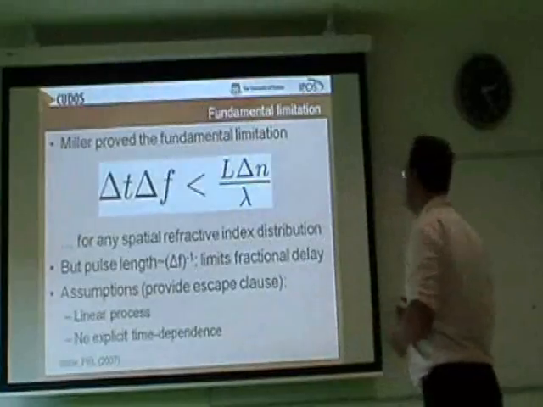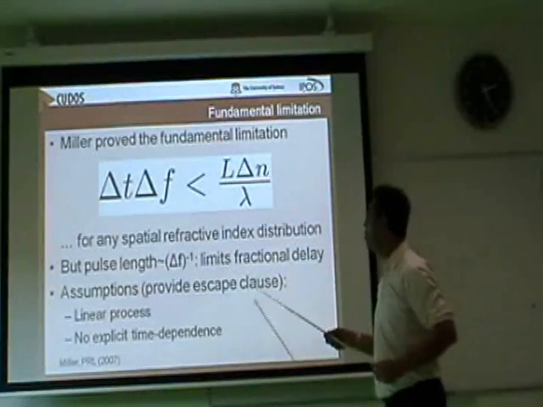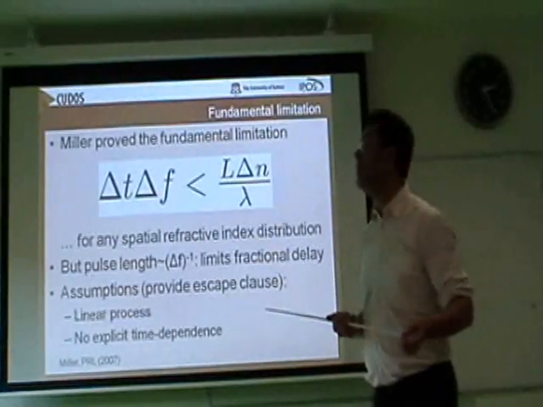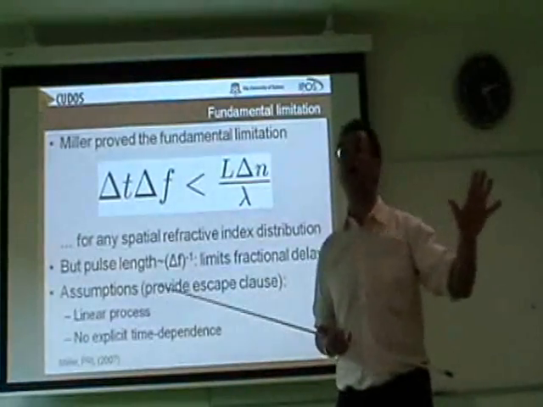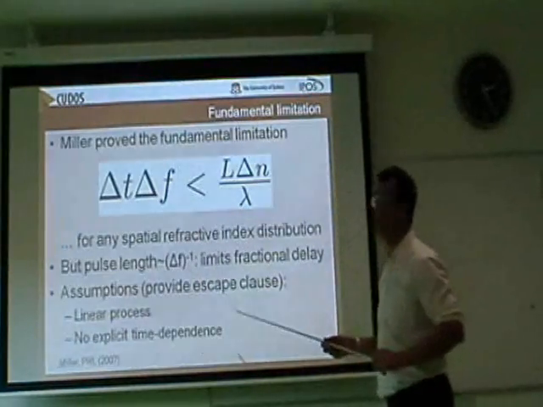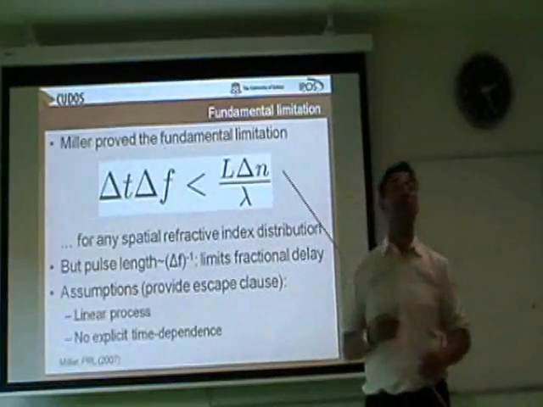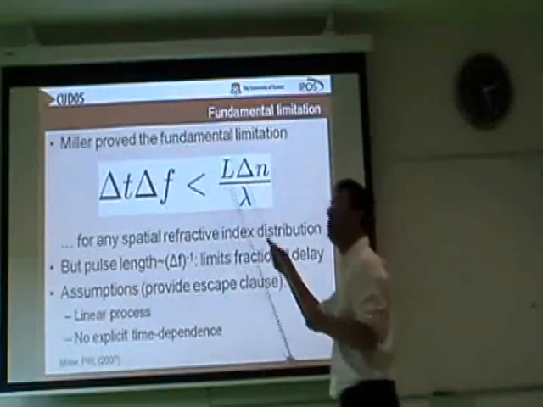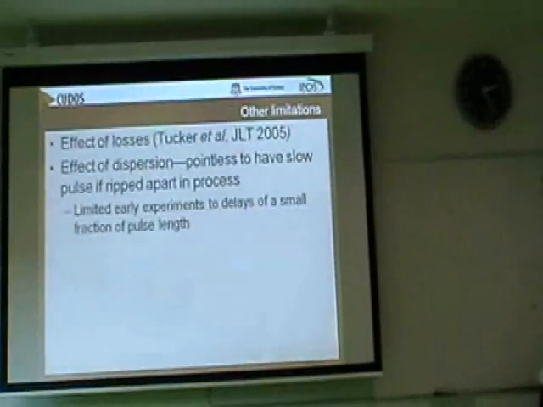Now, when you run into these fundamental limitations, it's always useful to look at the assumptions made. I consider these assumptions to be like the fine print in a contract, right? It's the way to get out of things if things go wrong. And so what assumptions did David Miller make in his work? He assumed, for example, that the process is linear. And so if you have a nonlinear process, presumably this no longer applies and you can get out of it. It's an escape clause in your contract.